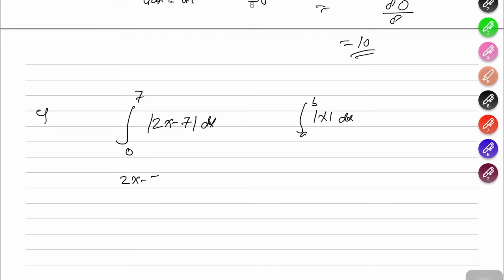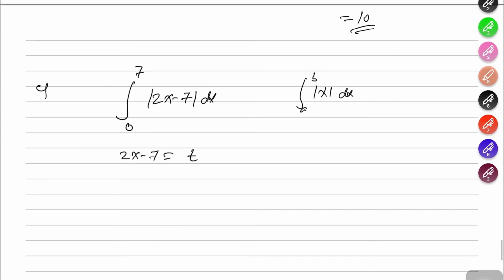We assume 2x minus 7 is t. By the way, I can generate one formula to deal with that, but try not to memorize that formula unnecessarily. It's better to go with the basics. Just take 1 or 2 seconds. So 2x minus 7 is equal to t. If I differentiate, that becomes 2 dx is equal to dt.